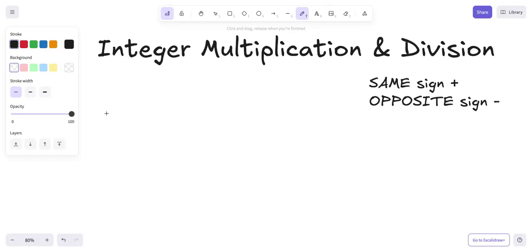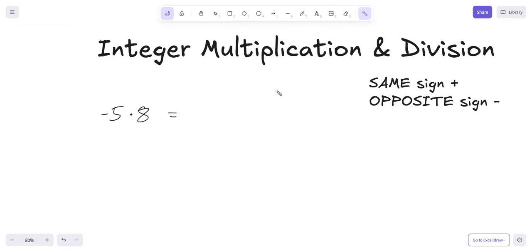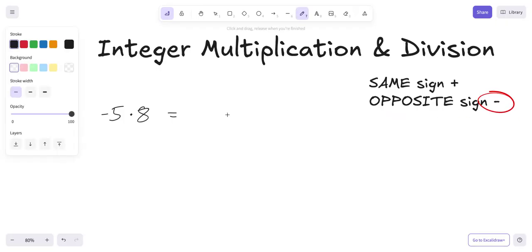Generally, I like to decide on positive or negative answer first and then actually do the multiplication or division. So for example, if I have negative 5 times 8, well, this 5 is negative, this 8 has no sign, so it's positive. Therefore, they are opposite, which means my answer will be negative. So I add a negative sign, and then I just do 5 times 8 is 40. Pretty simple.